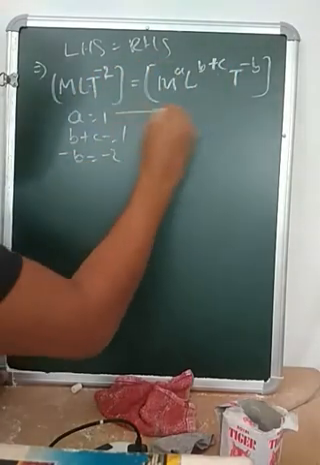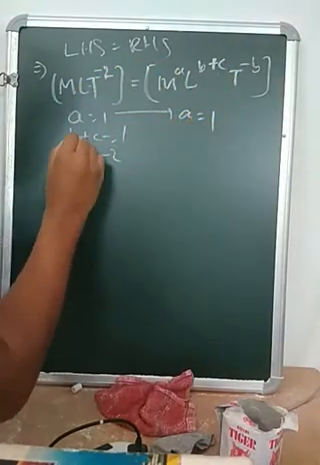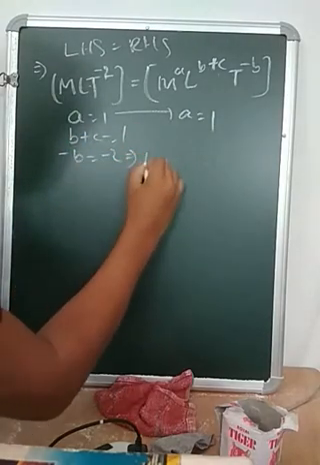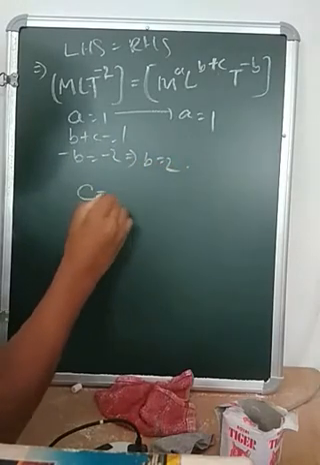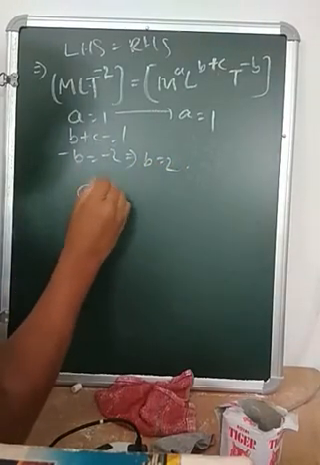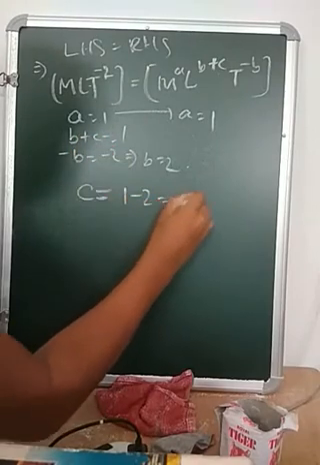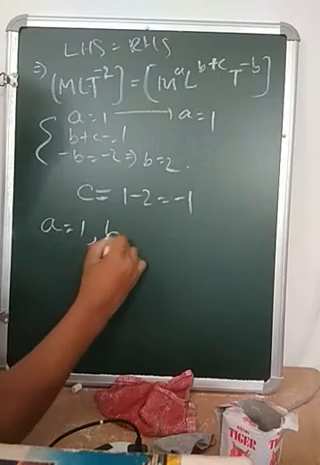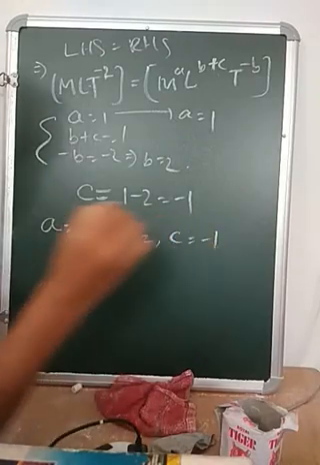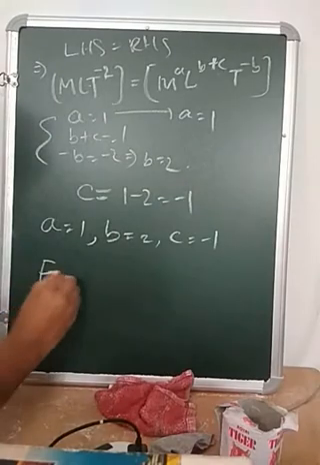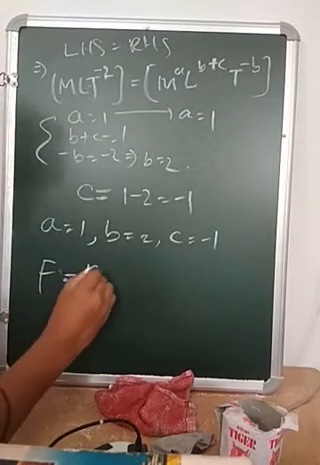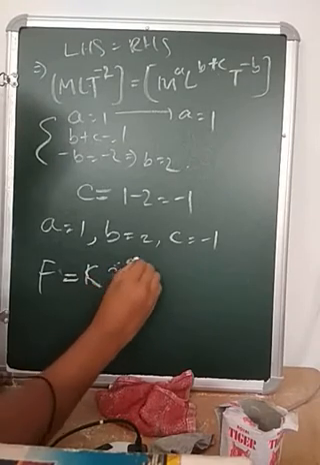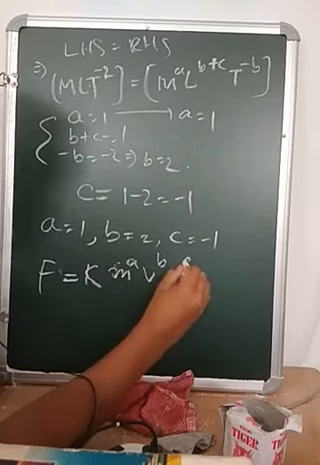Now solve this. See, b plus c is equal to 1, and b is equal to 2. So from here, what is c? c is equal to 1 minus 2, which is minus 1. So solving these equations, we get a is equal to 1, b is equal to 2, and c is equal to minus 1. Okay. What is the formula? F is equal to the proportionality constant k, m to the power a, v to the power b, and r to the power c.